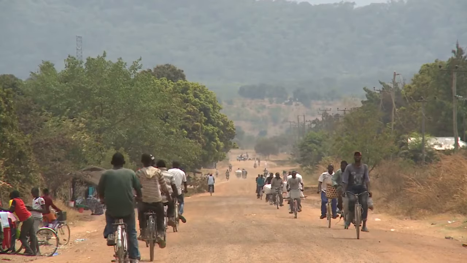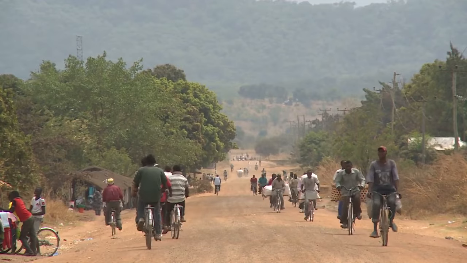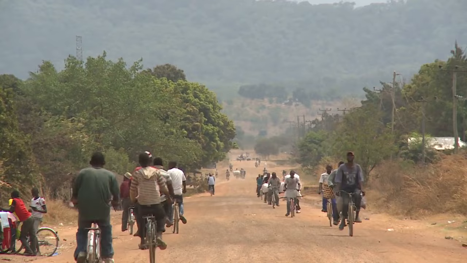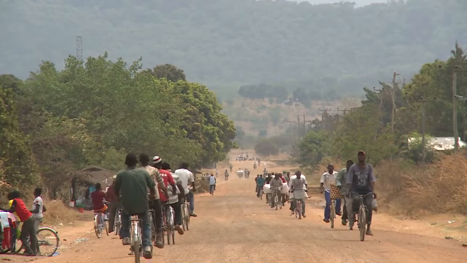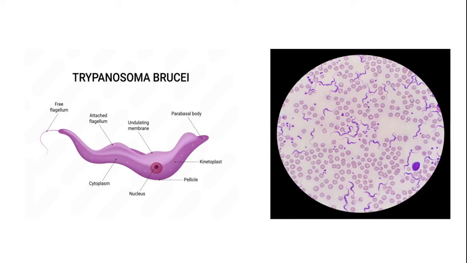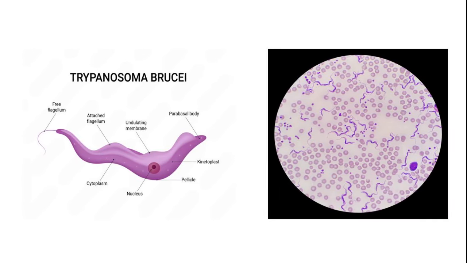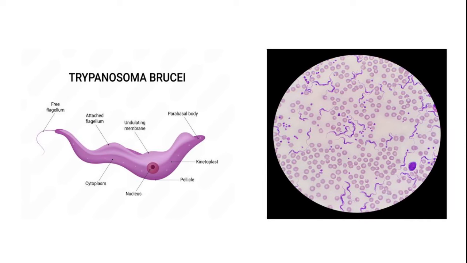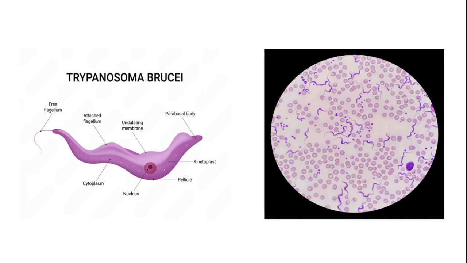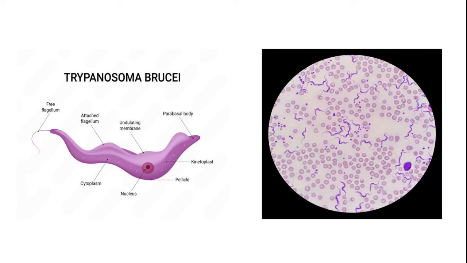Number 7. Who is at risk of getting African Trypanosomiasis? People living in or traveling to rural areas of sub-Saharan Africa, especially those near woodlands, rivers, or areas where tsetse flies are common, are at higher risk. Number 8. How is African Trypanosomiasis diagnosed? African Trypanosomiasis is diagnosed by detecting the parasite, Trypanosoma brucei, in body fluids such as blood, lymph node aspirates, or cerebrospinal fluid under a microscope.